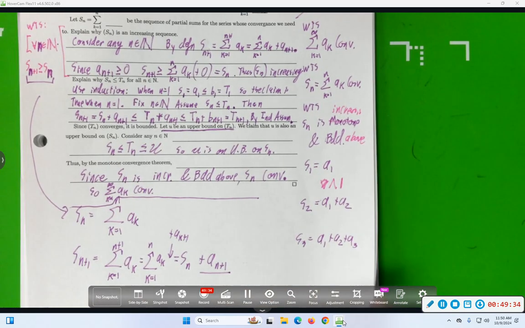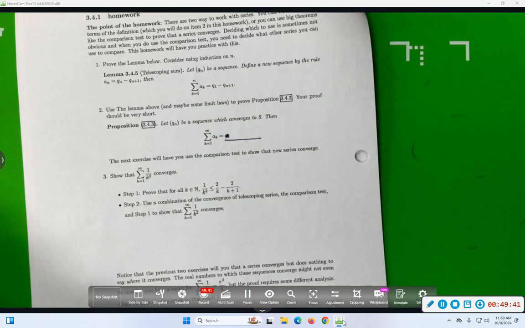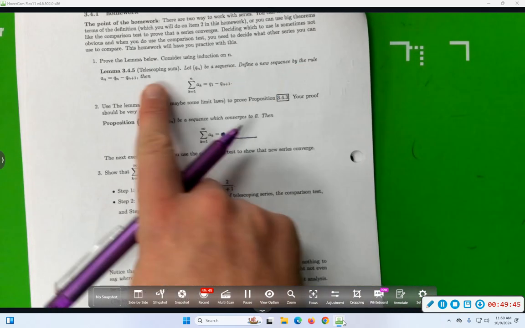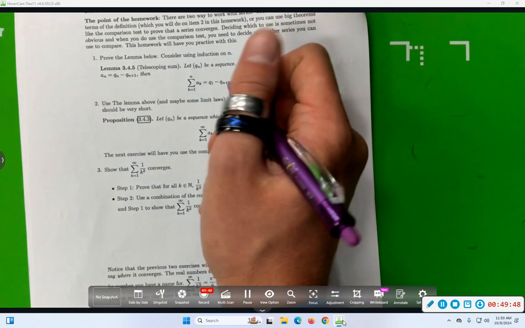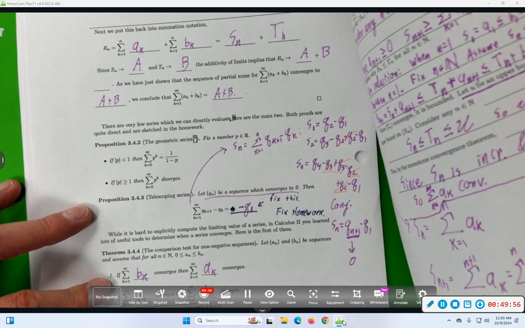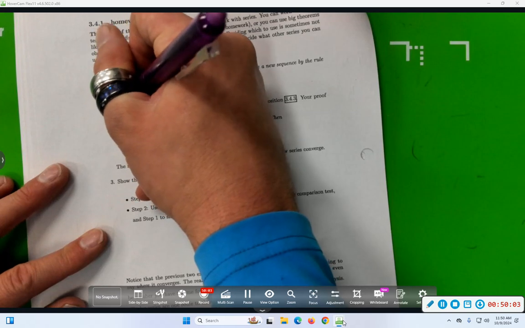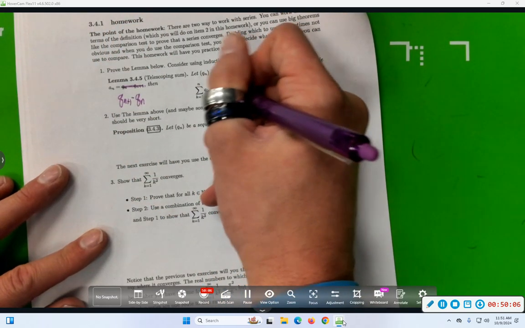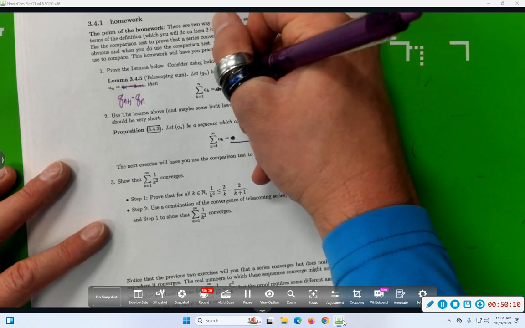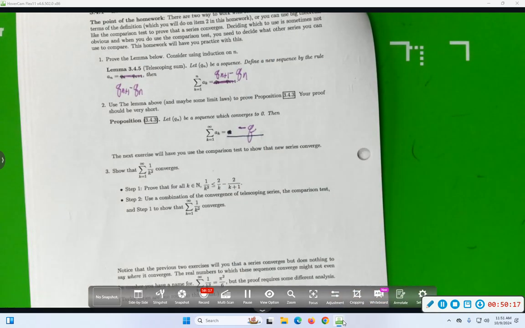So let me show you the homework because there's the same typo that needs fixing. So the first result is the telescoping series. So let's define a sequence by the rule an equals qn minus qn plus 1. In order to make that agree with what's in the notes, that's going to be qn plus 1 minus qn. Then the finite sum you will show is equal to qn plus 1 minus qn. And we just checked that the statement for the telescoping series converges to minus q.